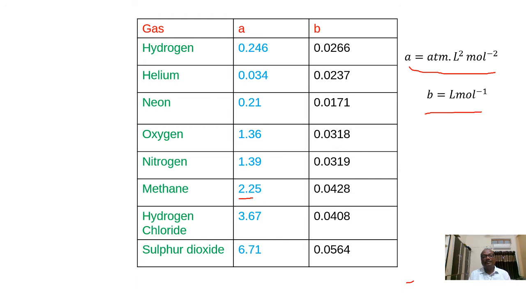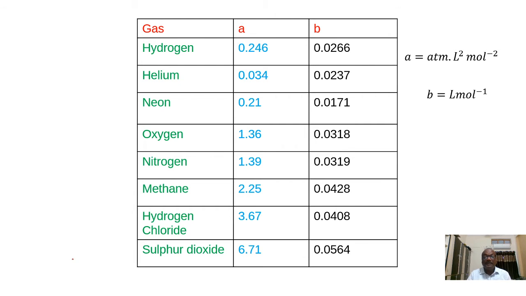For methane it is 2.25 and 0.0428, and hydrogen chloride 3.67, B value is 0.0408. Sulfur dioxide is 6.71 and 0.0564. Those are the different values of A and B. The values of A and B depend on the nature of the gas, meaning different gases will have different A and B values. That you have to remember.